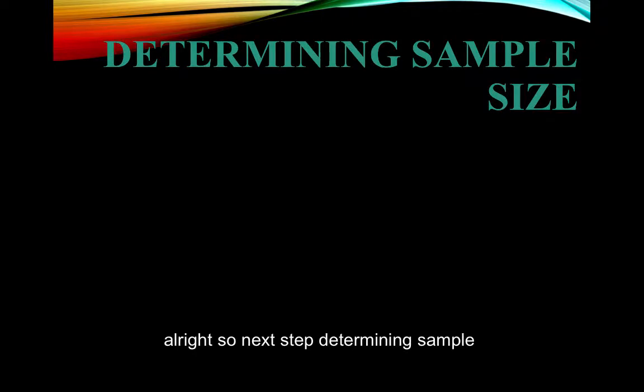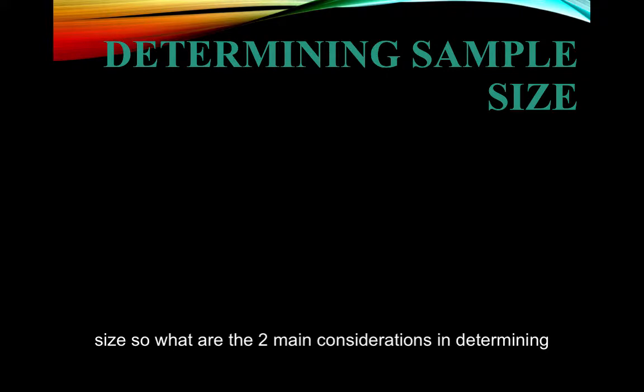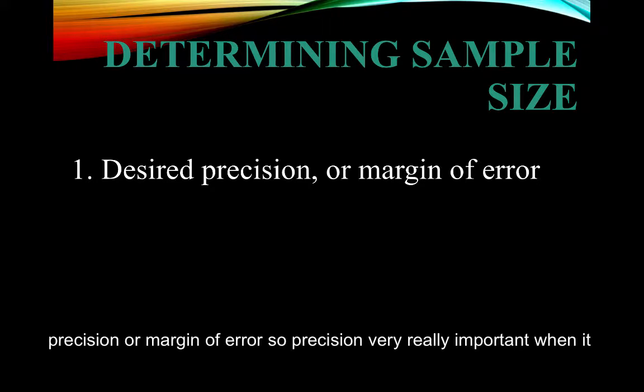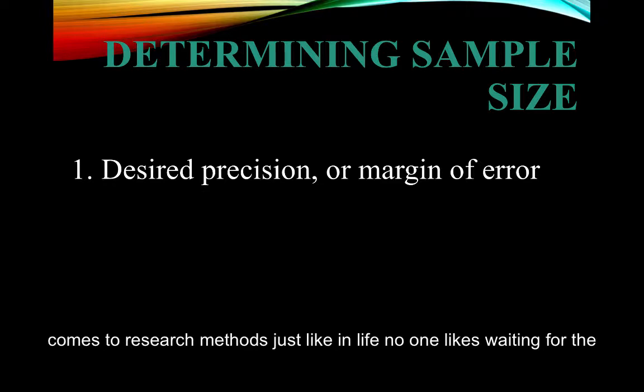All right, so next step, determining sample size. So what are the two main considerations in determining an appropriate sample size? Well, the first would be desired precision or margin of error. So precision is very important when it comes to research methods.